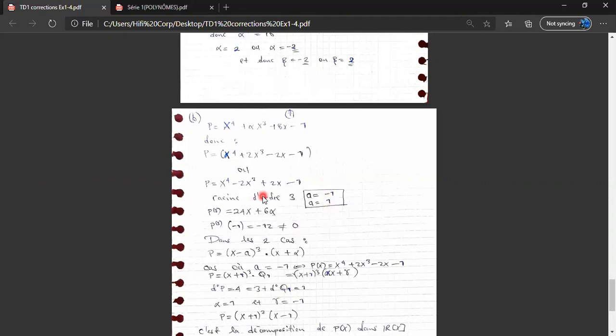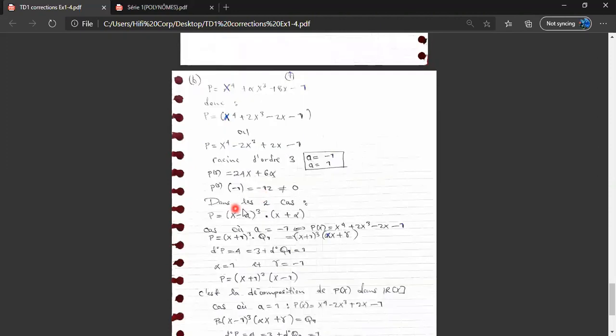It will not agree. Although, dans les deux cas, we have 2 cases where our racine is equal to -1 and where our racine is equal to 1. So we have to decompose it.